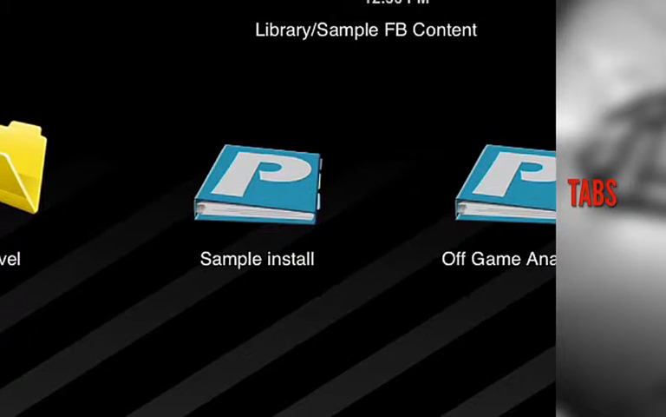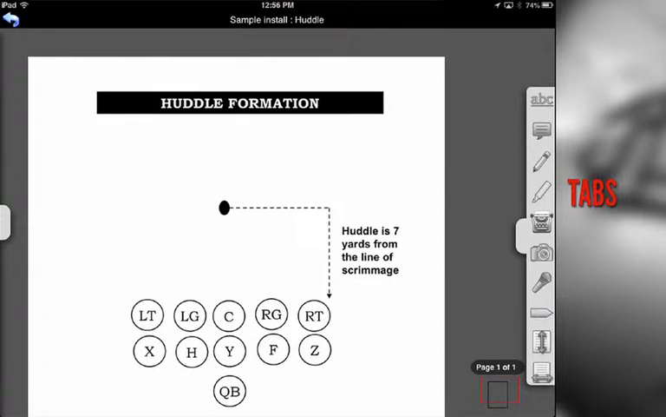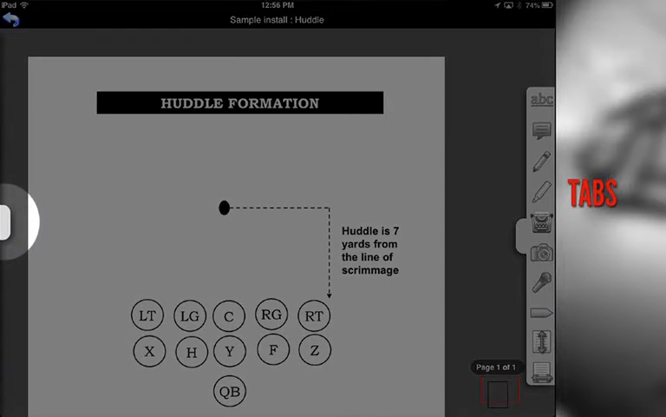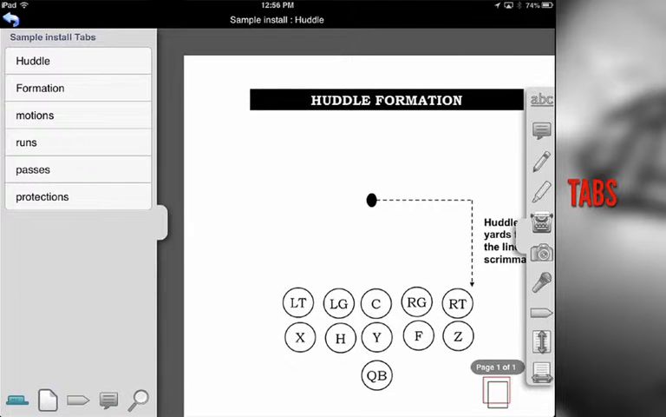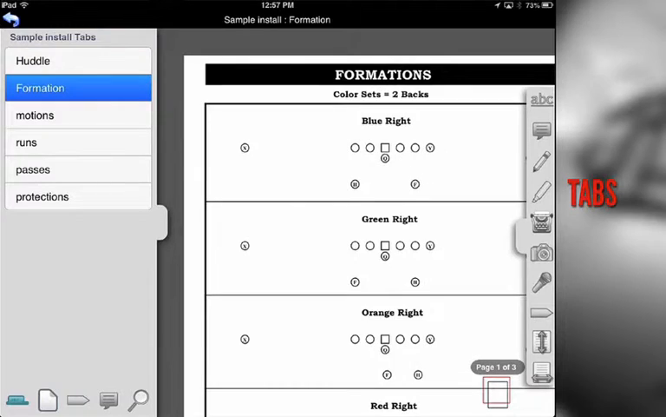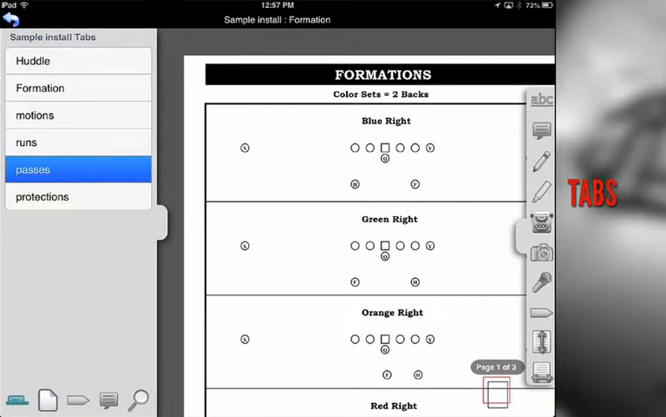Now, if I select the sample install playbook, I'm presented with the first page of the first chapter. Pressing the tab in the center of the left side of the screen will open our tab menu. Think of these as the tabs on your 3-ring binder. Simply tapping on the chapters will change you to each section.